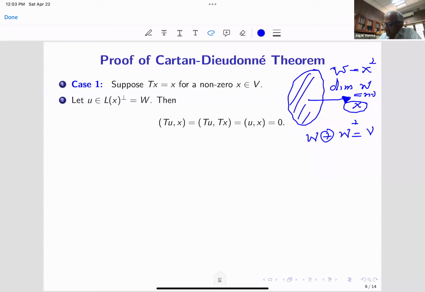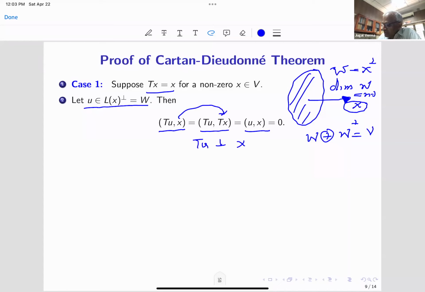Okay, now let us look at the action of T on the hyperplane. I know the action of T on x. So in order to understand T, we have to see its action on vectors in the hyperplane. Take a vector u in the hyperplane, so u is perpendicular to x, and take the inner product of Tu with x, that is Tu with Tx, because x is Tx by my assumption. But T is an orthogonal transformation, so the inner product of Tu and Tx is the same as the inner product of u and x. But u is perpendicular to x, so this is equal to zero. That means that Tu is also perpendicular to x.